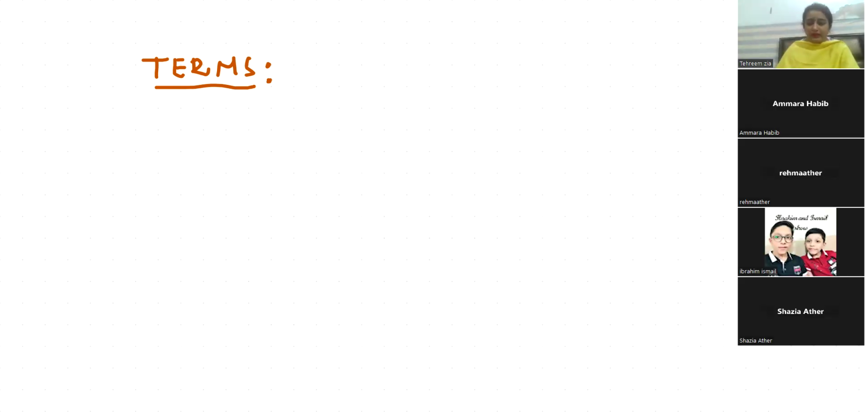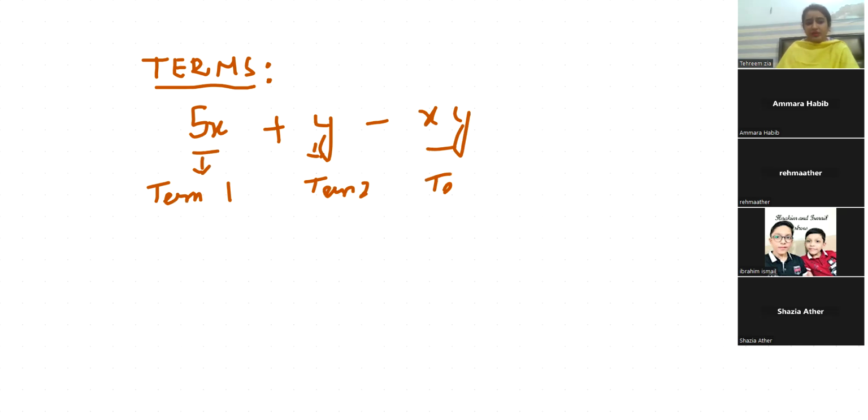Can you answer the question for me? Can you tell me what is a term in algebra? Let's suppose, let me write on the screen. Let's suppose I have 5x plus y minus xy. So this is term 1, this is term 2, this is term 3. But how do I know that there are 3 terms?